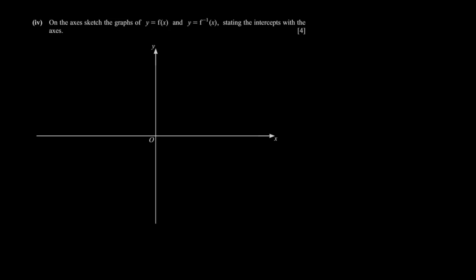Okay, then, on the axes, sketch the graphs of y is equal to f of x and f inverse of x. So f of x is y is equal to 4 ln(3x minus 2), I think? Yeah, 3x minus 2.